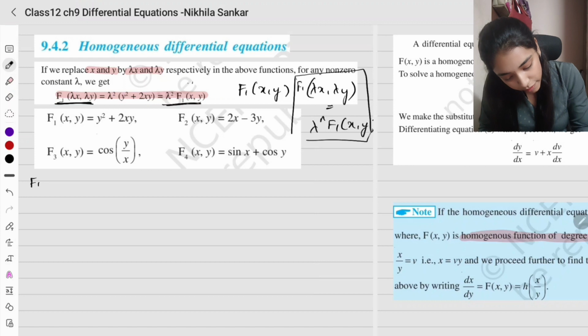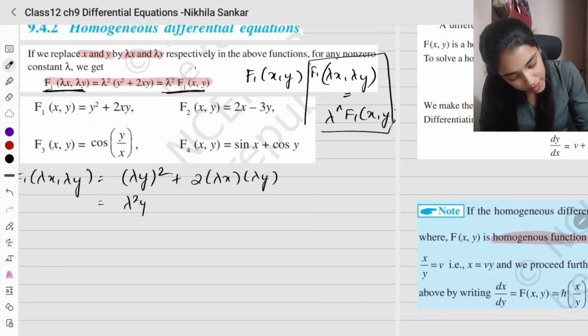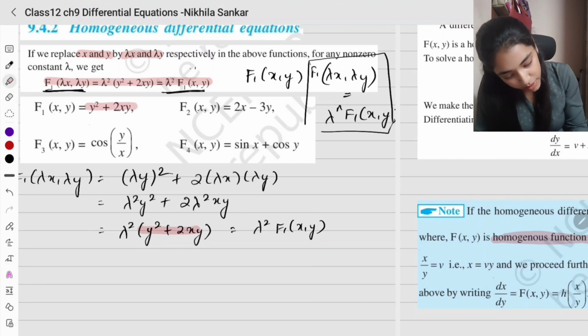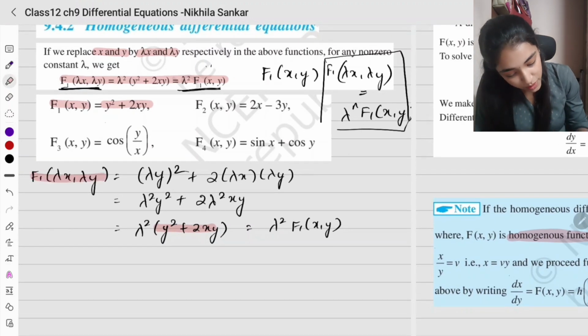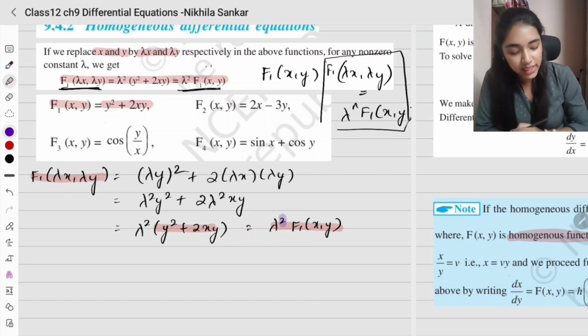First example, f1 of xy. I'm going to put lambda x, lambda y, equals, instead of y square I'm putting lambda y the whole square. Instead of y you are substituting lambda y, plus 2 times lambda x, lambda y. So this in turn gives you lambda square y square plus 2 lambda square xy. Can I take lambda square outside? So I have y square plus 2xy. But what is your y square plus 2xy? It's nothing but the question itself. So basically what we have done is f1 of lambda x, lambda y gives you lambda square f1 of x comma y. Instead of lambda square it can be anything, lambda to the power n.